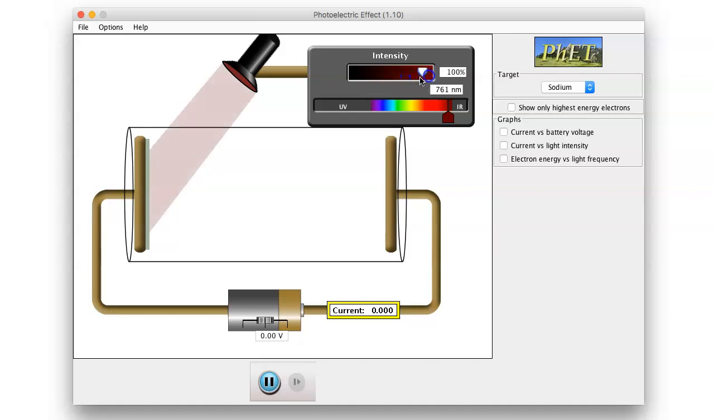And as you can see, nothing happened. As I made the red light brighter by adding more and more energy, and energy is continuous based on classical physics, I should be ejecting more and more electrons. You notice? No electrons were ejected. And this goes against classical physics.